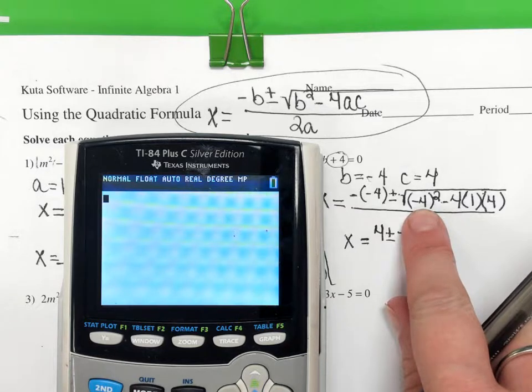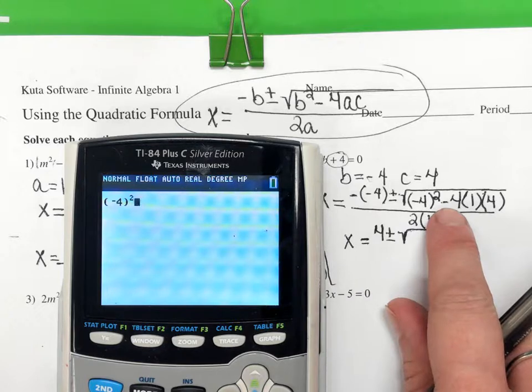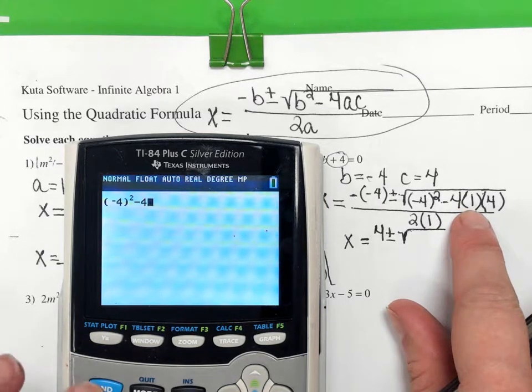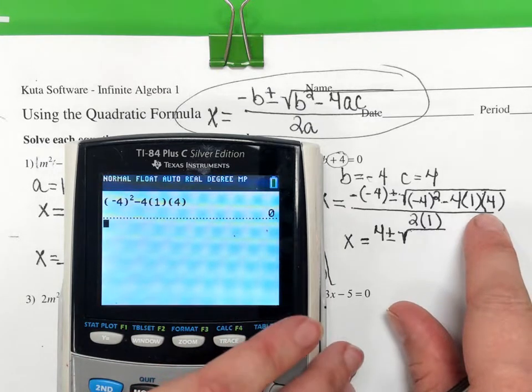Alright, what do we plug in first, guys? Negative 4. Not first. Parentheses. Parentheses, then negative 4 squared. Very good. Squared. Alright. And what comes after the square? Minus. Subtract 4. Then what? Times 1. Times 4. What do you get? 0.